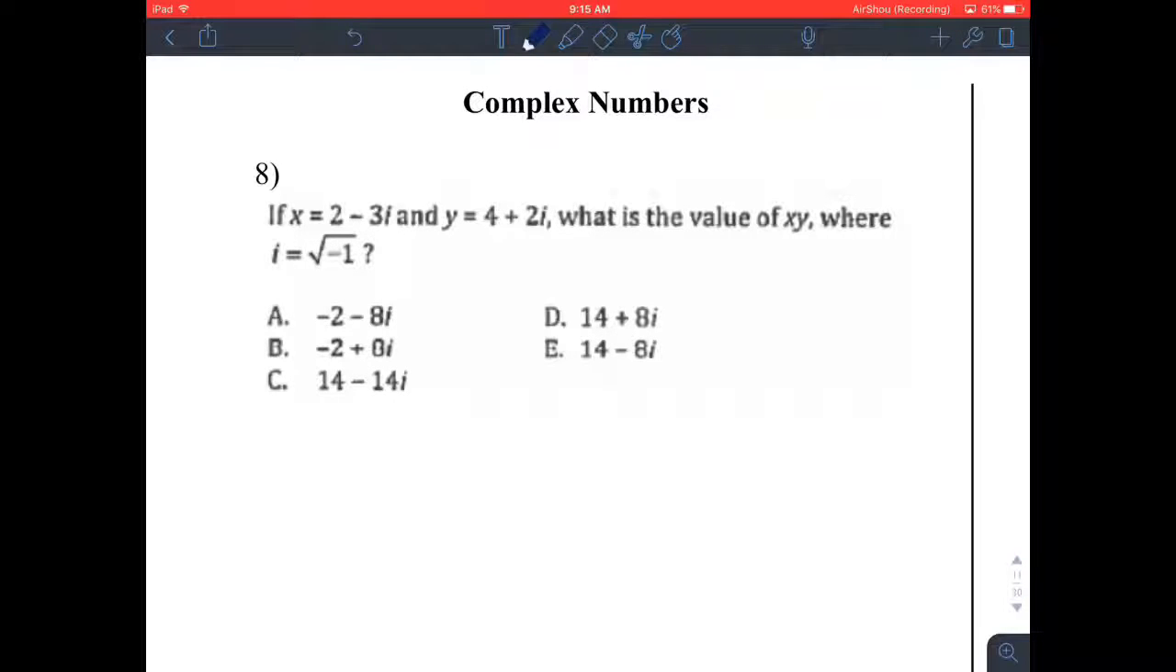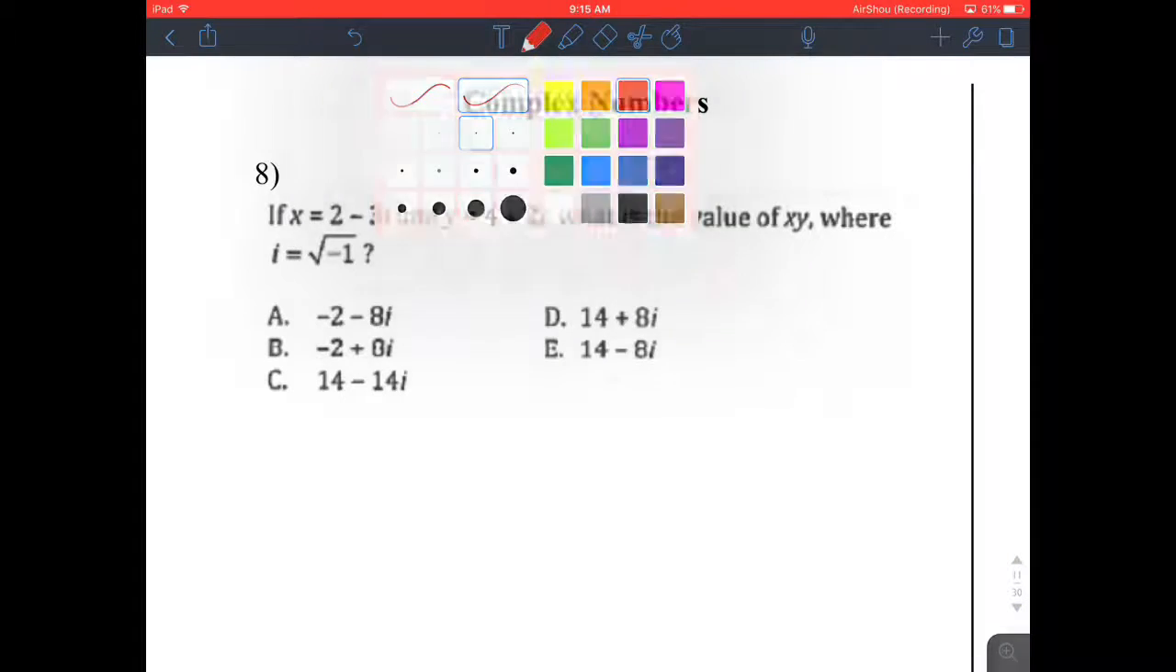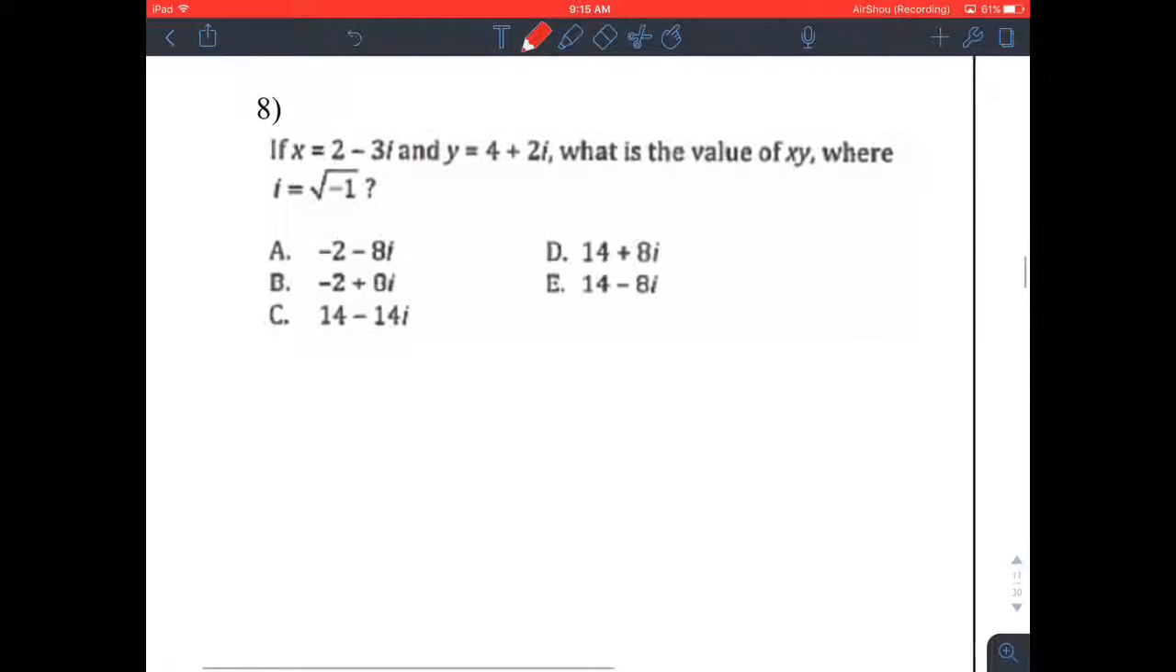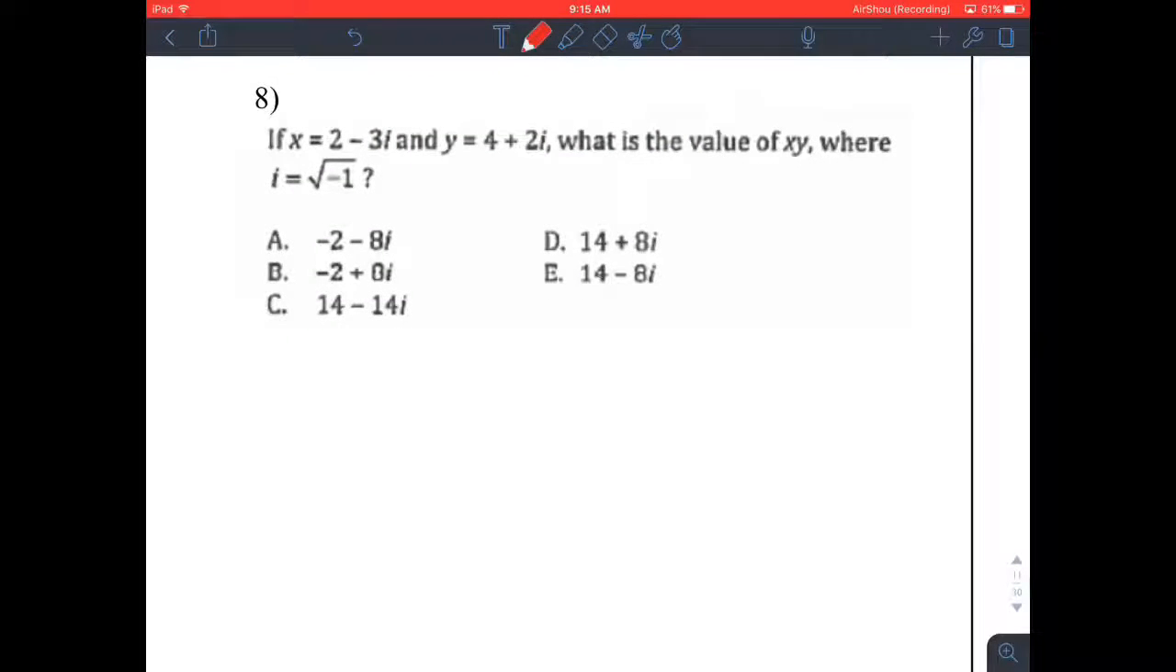Complex numbers. Let's go right to an example. If x equals 2 minus 3i and y equals 4 plus 2i, what is the value of xy? Well, xy is going to be 2 minus 3i times 4 plus 2i. Use the distributive property, FOIL method, box method, whatever floats your boat.